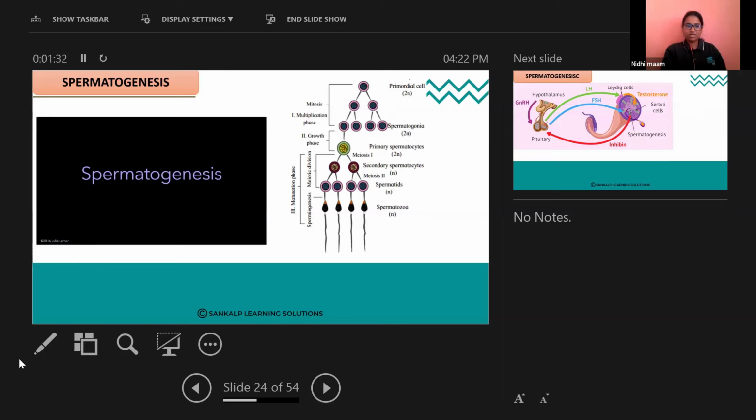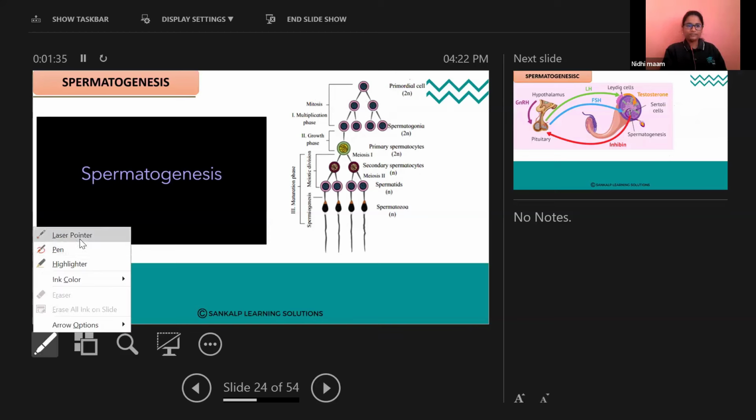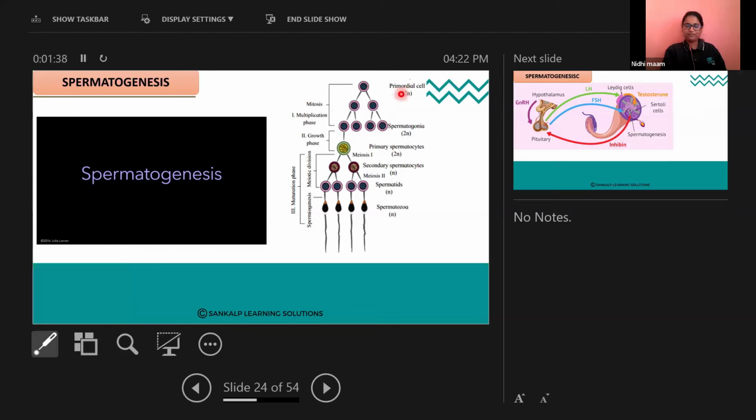First we will study this flow chart. So observe this flow chart over here. First we will have the primordial cell, which will be diploid in nature. This primordial cell will undergo mitotic division, right? These are nothing but the spermatogonium cells. This primordial cell will undergo two rounds of mitotic division and we will get spermatogonia, that is, sperm mother cells. This is called the multiplication phase. Up to here the multiplication phase occurs.